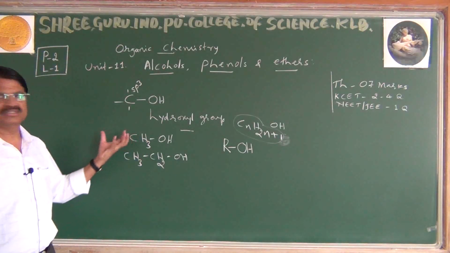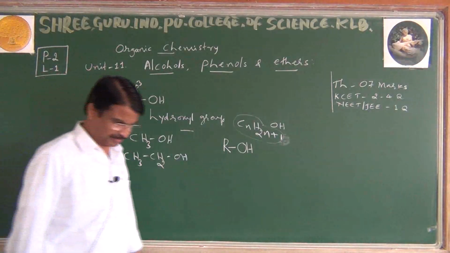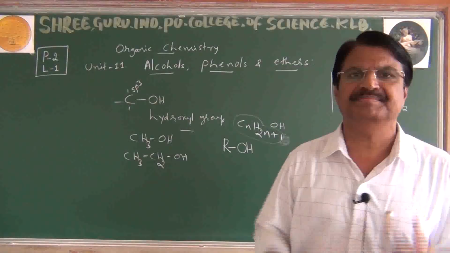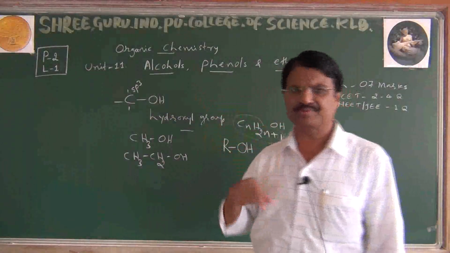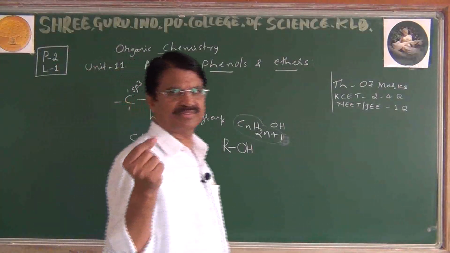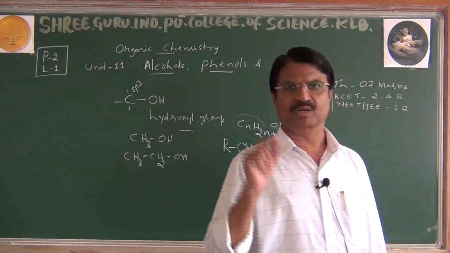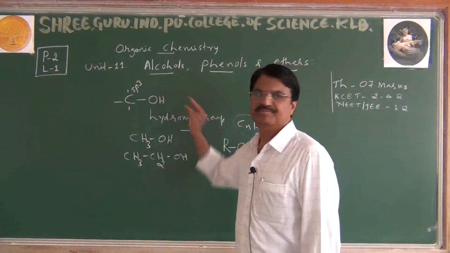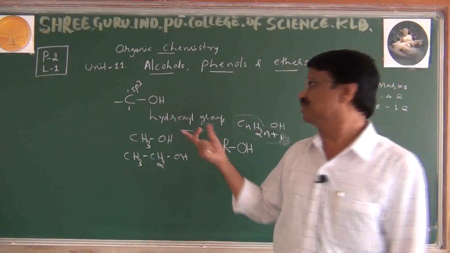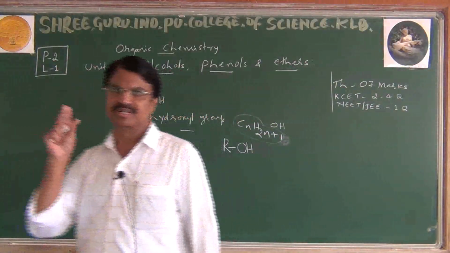What is the use of such molecules, alcohols? In general, this paper is made up of the polymer cellulose. Cellulose is a polymer of glucose, and glucose contains hydroxyl groups. C6H12O6 is the molecular formula, but it contains hydroxyl groups. Therefore, paper is made up of a hydroxy compound.